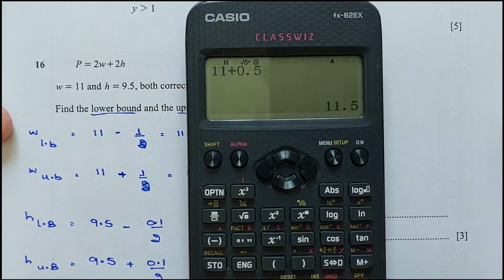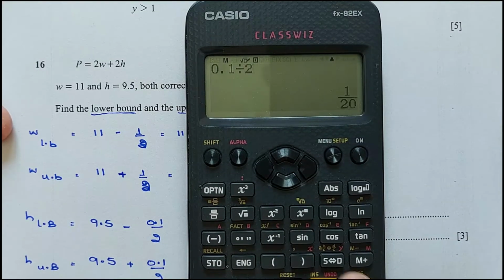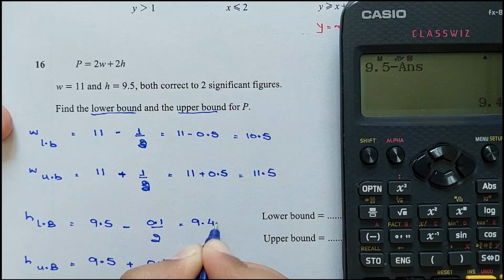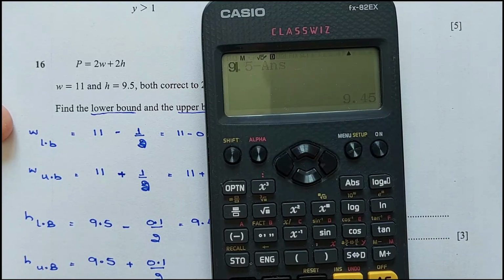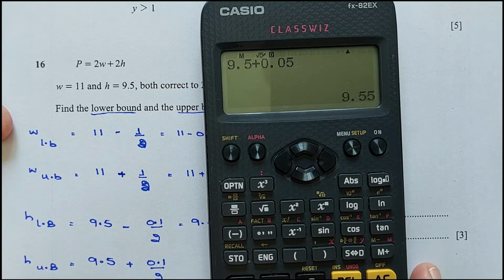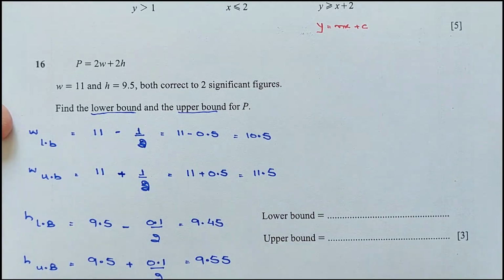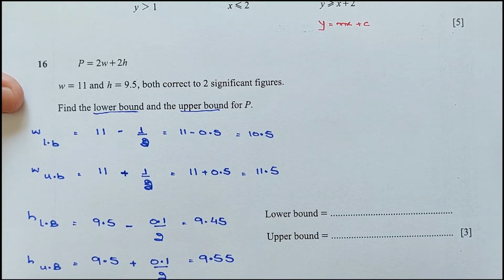I hope this is clear now. 0.1 divided by 2 is 0.05. So 9.5 subtract 0.05, this is 9.45, right? And 9.5 add 0.05, this is gonna be 9.55. Okay, now we have the upper bounds and the lower bounds of both quantities W and H.